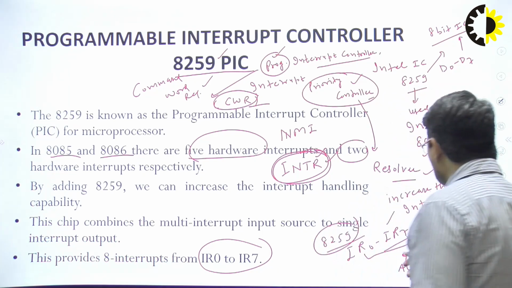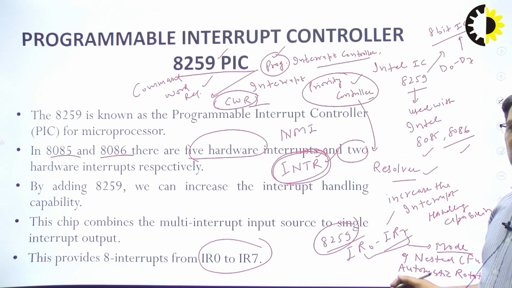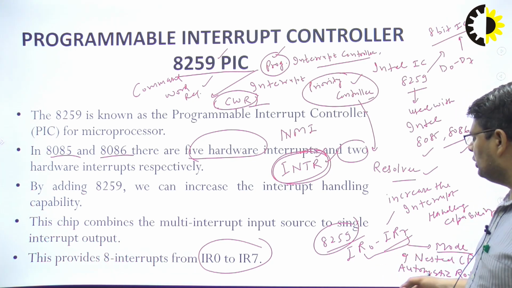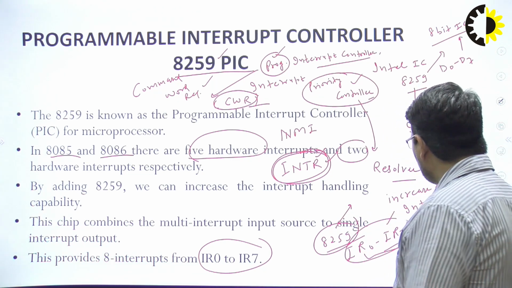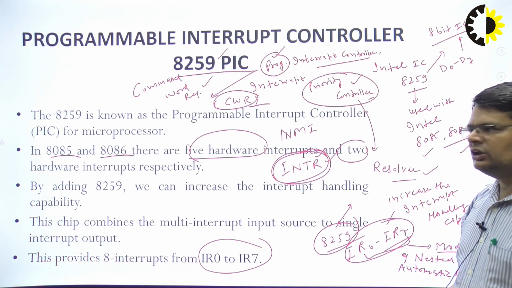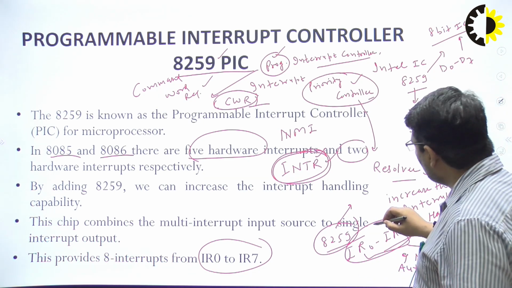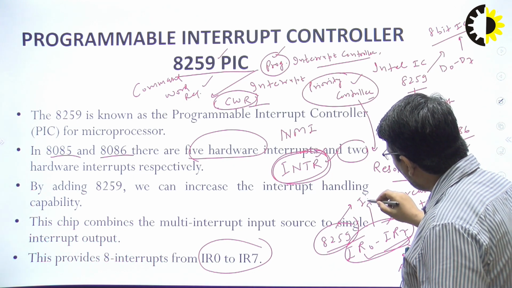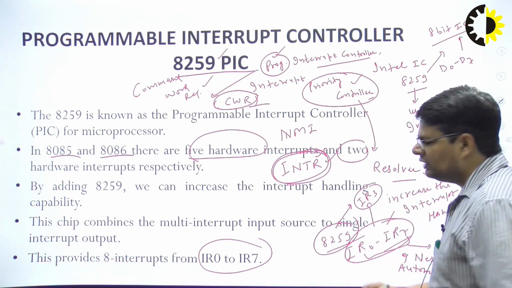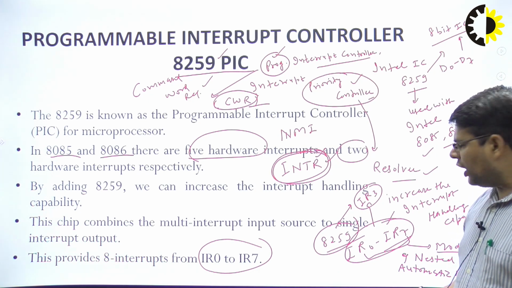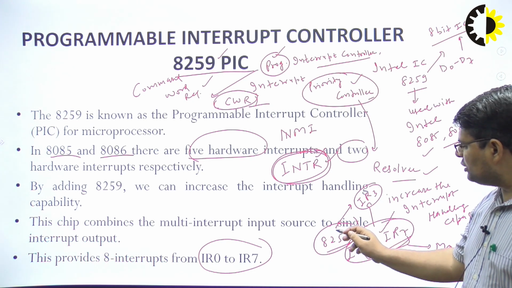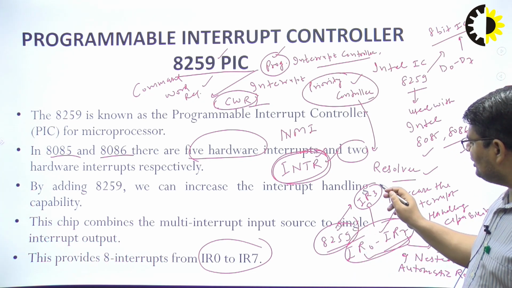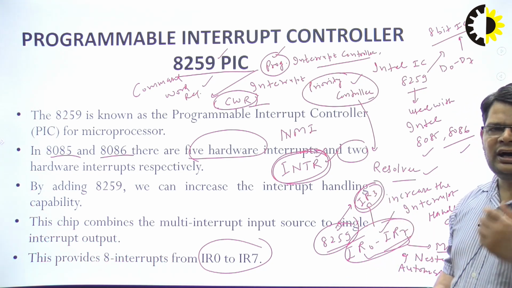So based upon the mode, that is fully nested mode for example, another is automatic rotation mode, this 8259 will resolve the priority, or will decide what will be the highest priority for these interrupts. So let's say 8259 decides that this IR3 will have the highest priority. Now 8 requests were received, but out of these 8 requests, the priority has been resolved by 8259, and it said that the IR3 request will have the highest priority.